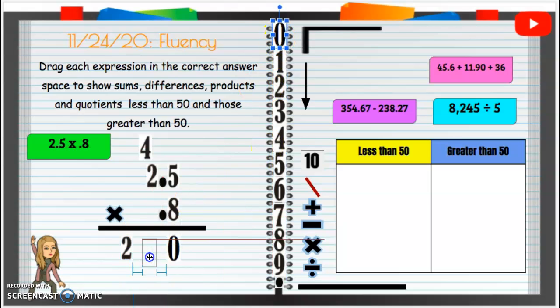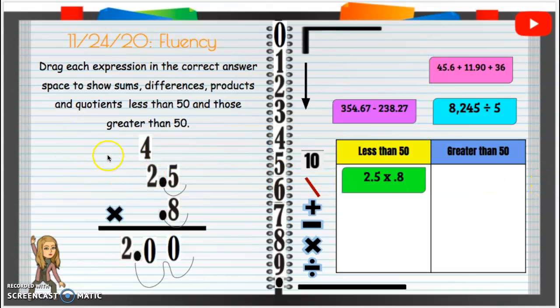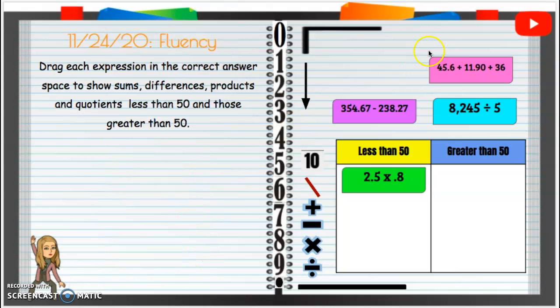All right, is 200 my answer? No, what did we forget to do? Decimal. All right, so we go in 1, in 2. So in our answer, our decimal is going to go in between that 2 and that 0. So our answer is 2 and 0 hundredths, 2.00. So is 2 greater than or less than 50? 2 is not 50, so 2 is less than 50. It's smaller, so we're going to put that box over here. Perfect. All right, let's take a look at the next one.